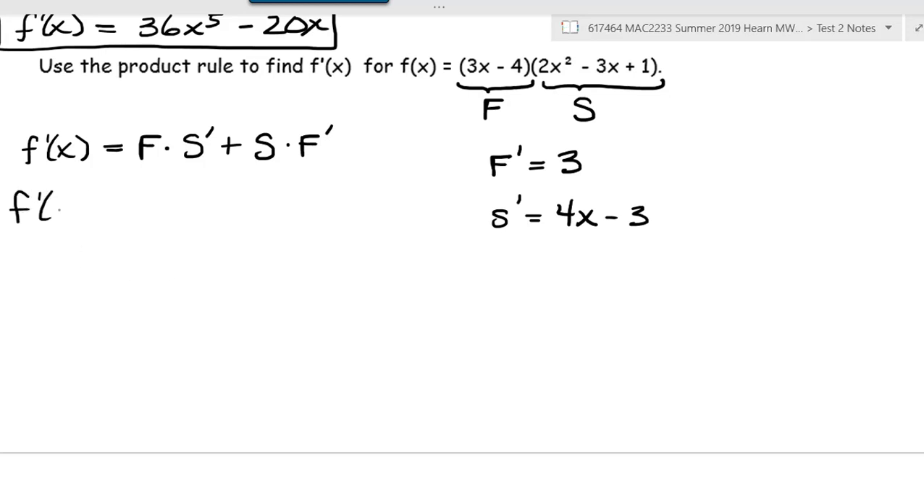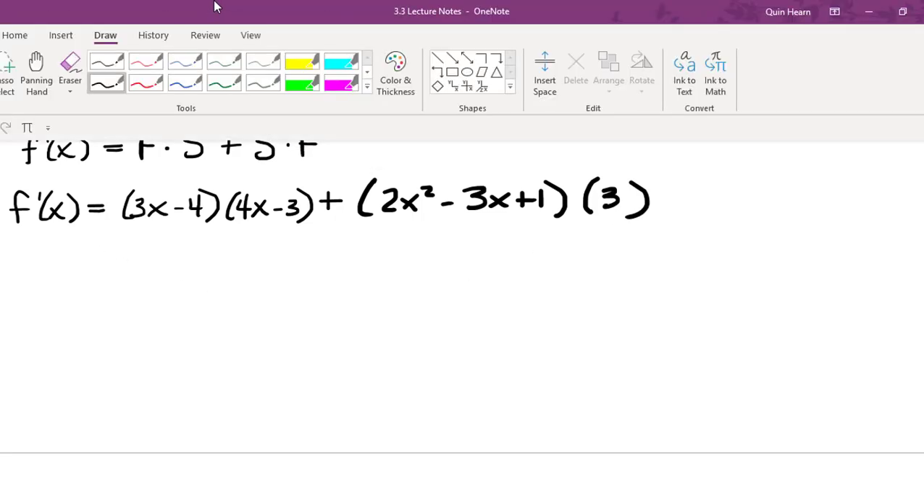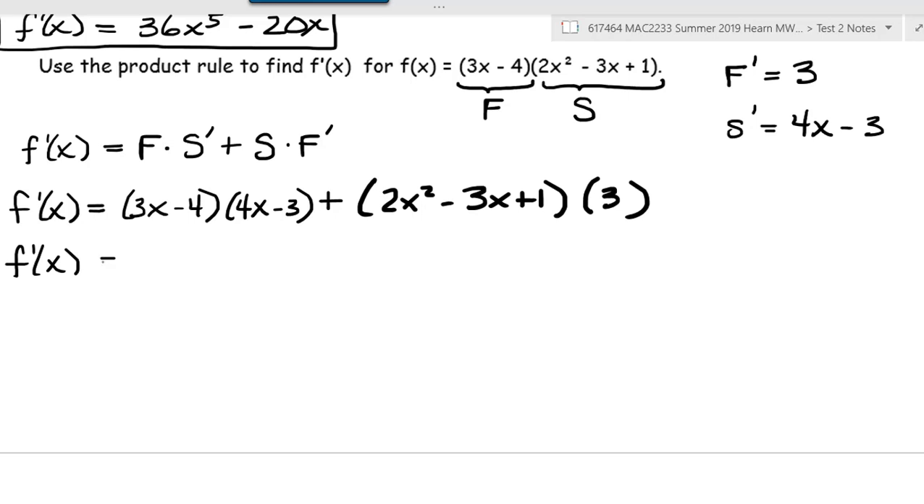Now we just fill in each of those functions. So capital F, 3x minus 4, derivative of s, 4x minus 3, plus s is 2x squared minus 3x plus 1 times the derivative of the first, which is 3. Now we have a little bit of distributing to do. So f prime of x is equal to, here we're going to FOIL.